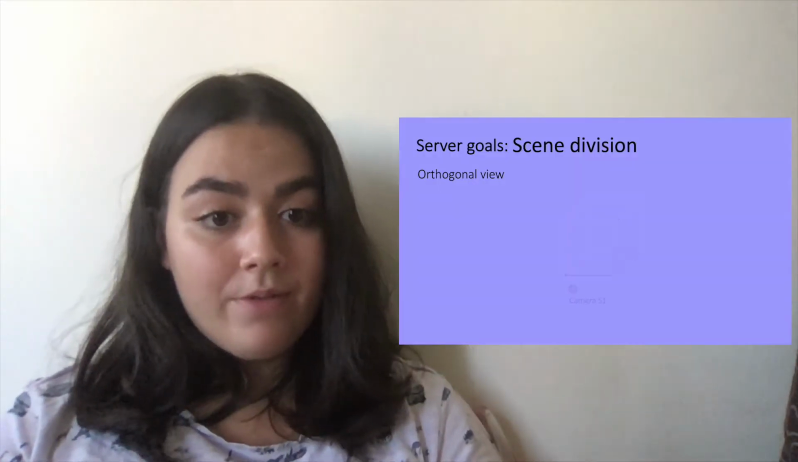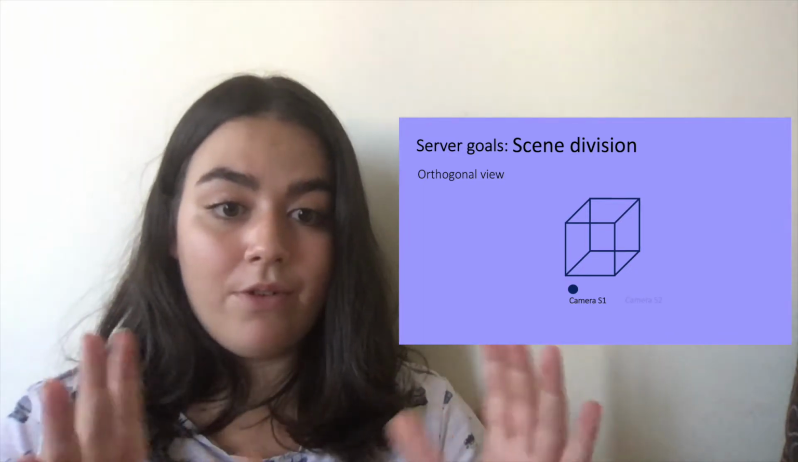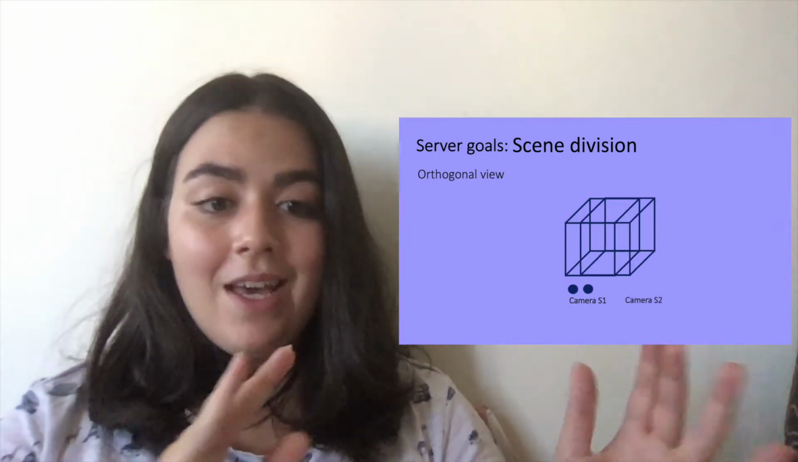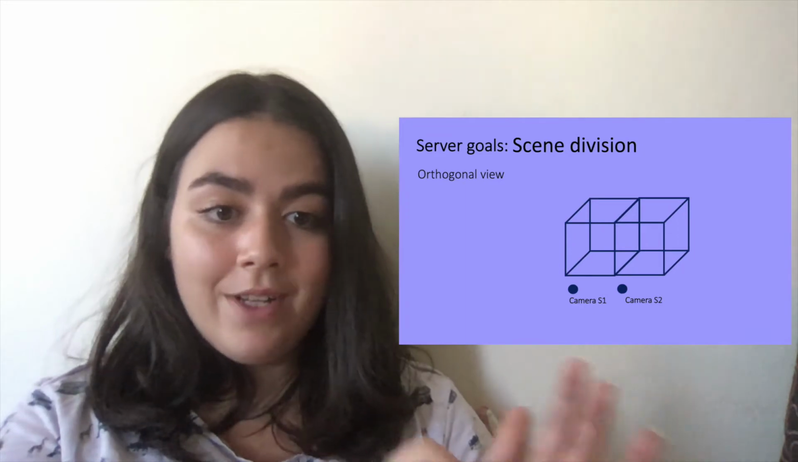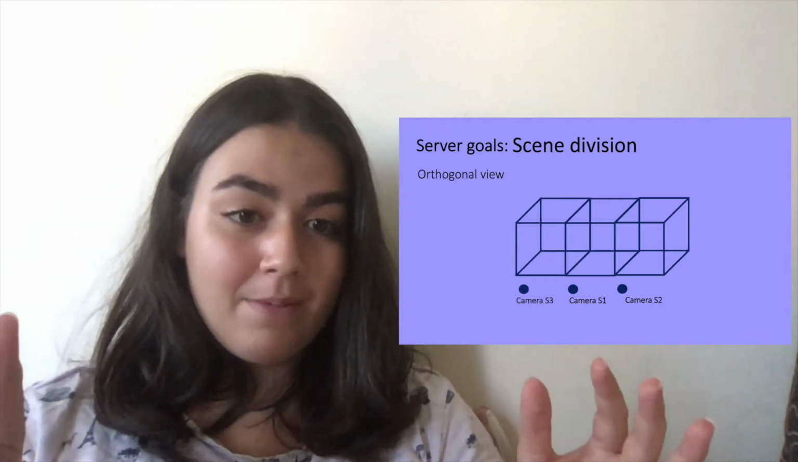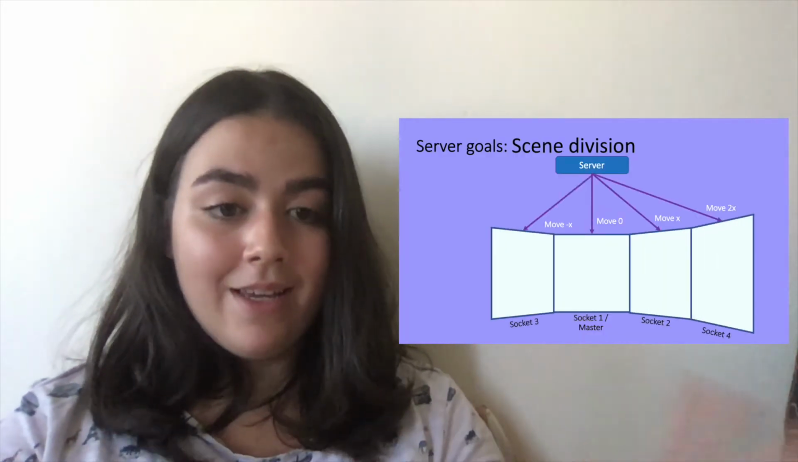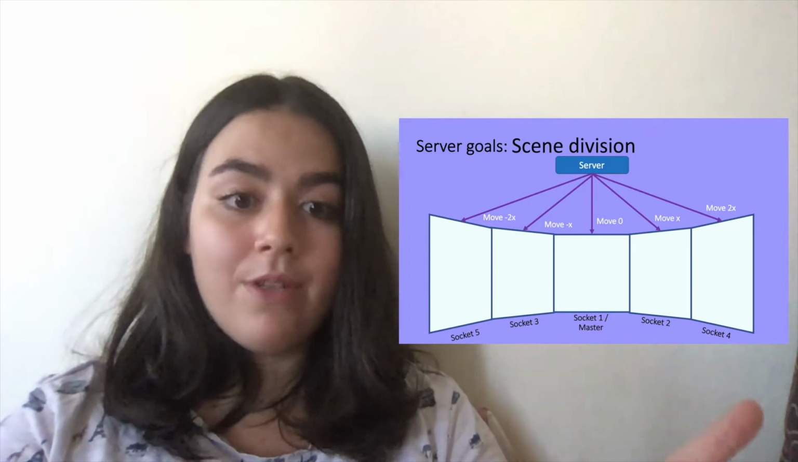In the orthogonal, this is quite easy. It's parallel. This means that in order for all of them to continue the field of view, I just need to translate or move the camera to the right or to the left appropriately by a fixed amount. So every time there's a new socket, the server will tell them, hey, move this amount to the left, move this amount to the right.